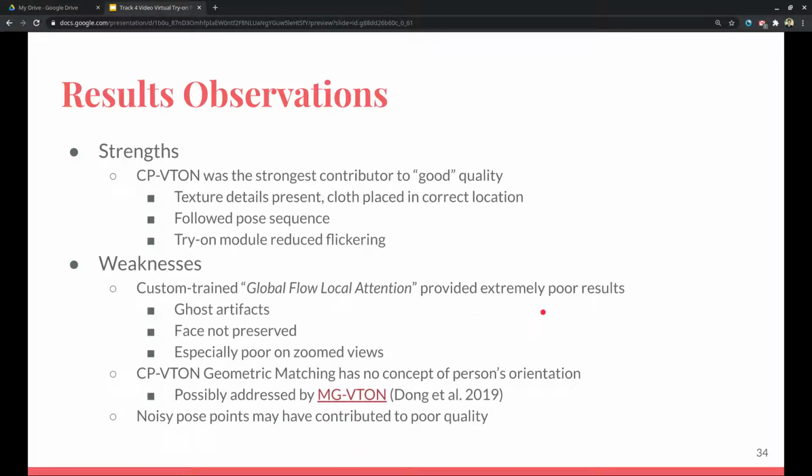provided extremely poor results, in that there were ghost artifacts, the face was not preserved, and it did especially poorly on zoomed-in views. Another weakness is the geometric matching module in CPVTON, which has no concept of a person's orientation, really.